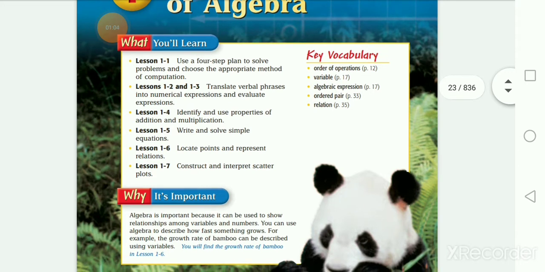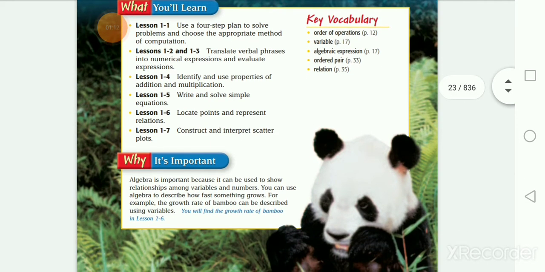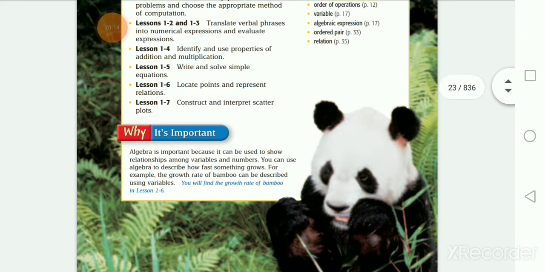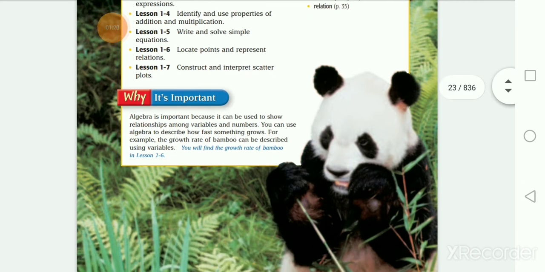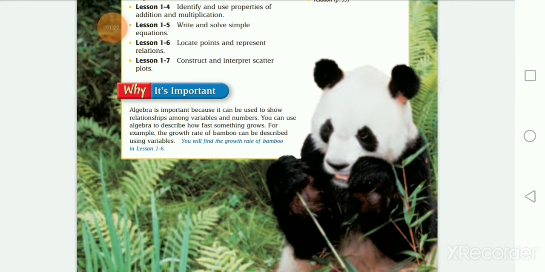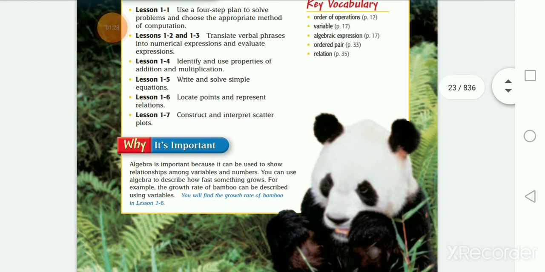Okay, so algebra is very important to learn. Why? Because it can be used to show relationships among variables and numbers. So you can use algebra to describe how fast something grows. Here, for example, the growth rate of bamboo can be described using variables. Okay, we will find the growth rate of bamboo in lesson 1-6. So let's go now.